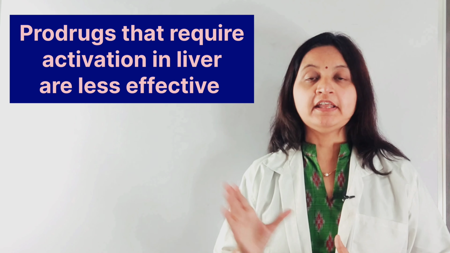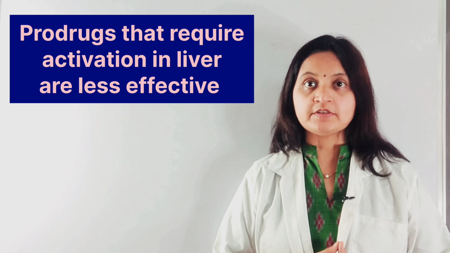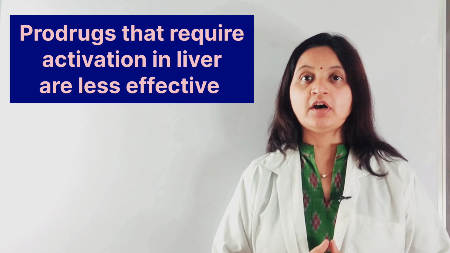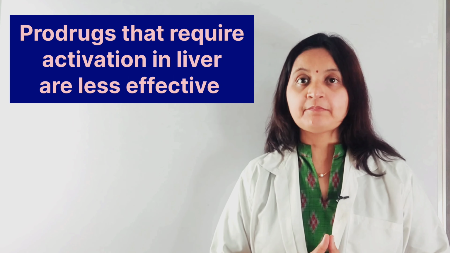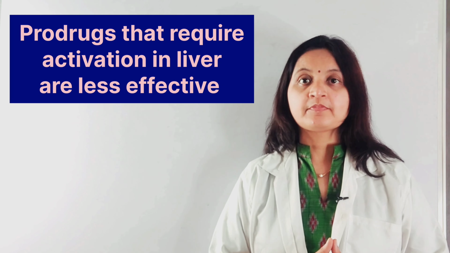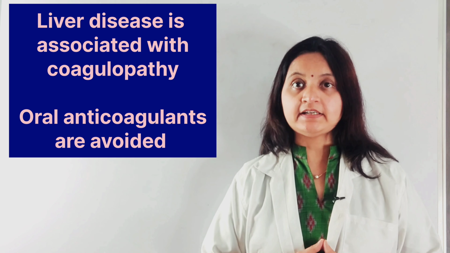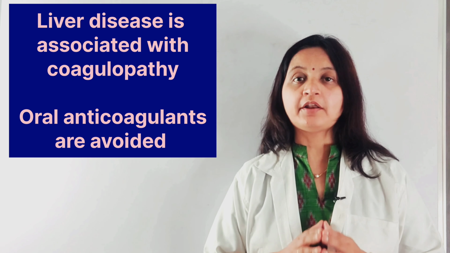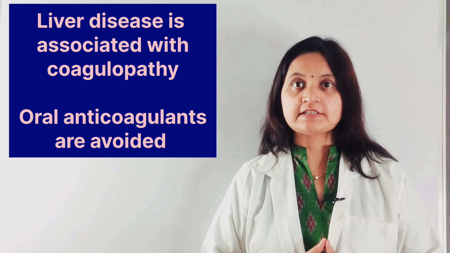Prodrugs or inactive drugs require activation in the liver to produce a drug response. Hepatocellular dysfunction leads to decreased efficacy of these drugs, so alternative drugs can be used that are not dependent on liver for metabolism. Next, liver is the site for the synthesis of clotting factors. So liver disease such as cirrhosis can decrease the synthesis of clotting factors leading to coagulopathy. Therefore, oral anticoagulants are avoided in patients with cirrhosis.